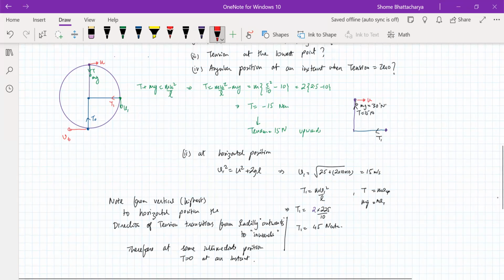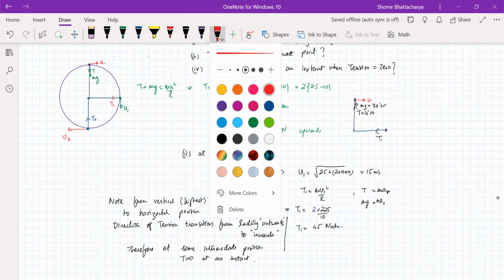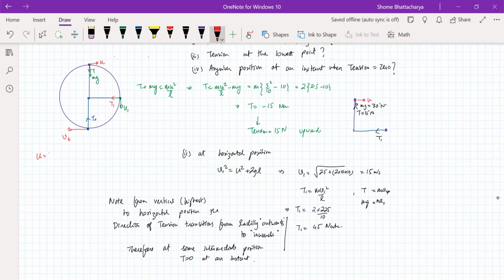So actually, another way to analyze this question would have been to look at this value of U at the top, which is 5 meters per second, and compare it with the quantity root GL, that is 10 meters per second. So you can see that U is equal to root GL by 2. So that is why the tension at the top will be upwards and not downwards. Had it been a thread, it would have been a slack thread at the top. It would not have developed any tension. The particle would have gone into a projectile motion.